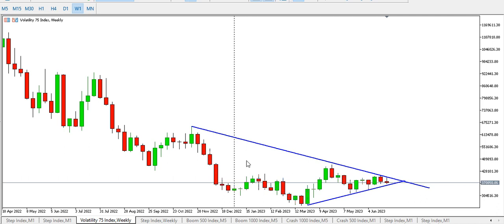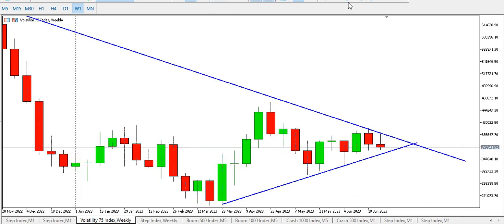On the weekly time frame, I have a V75 in a range, like a triangle. All right, so we'll be expecting price on the weekly time frame to break out of this range. So what that means is we might still expect price to continue in the range for the next couple of weeks before we eventually have a breakout. All right, that's that for the weekly time frame.